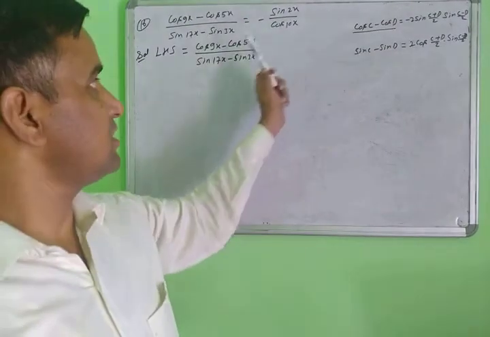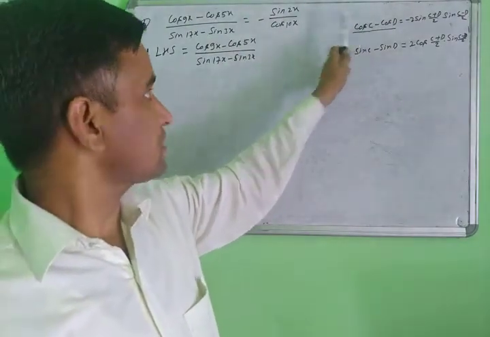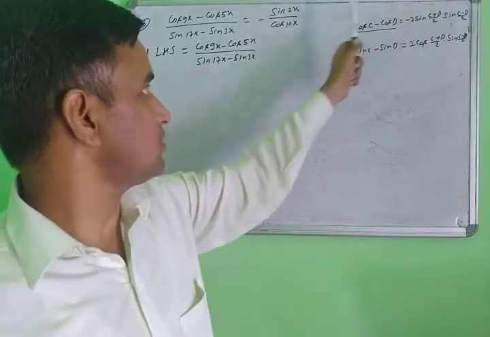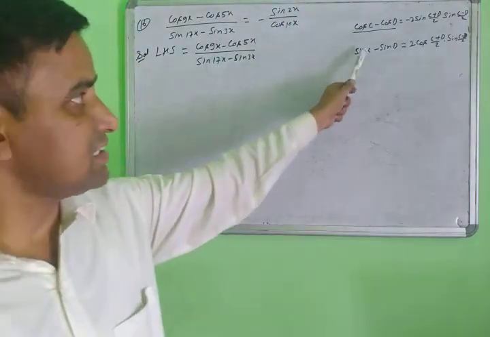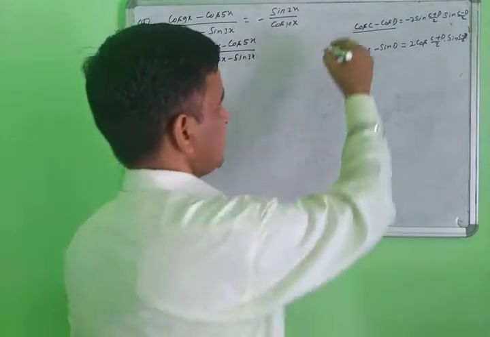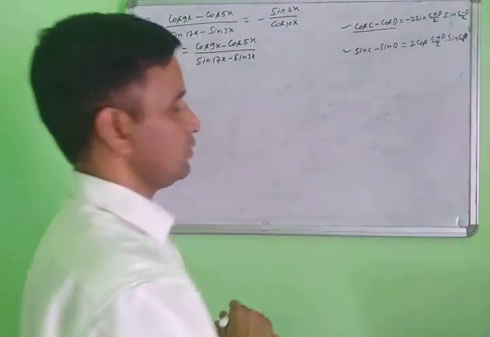Then the question will be very simple to solve. First, the numerator has cos c minus cos d, and the denominator has sin c minus sin d. So two different identities here. Use them here and you get the answer.